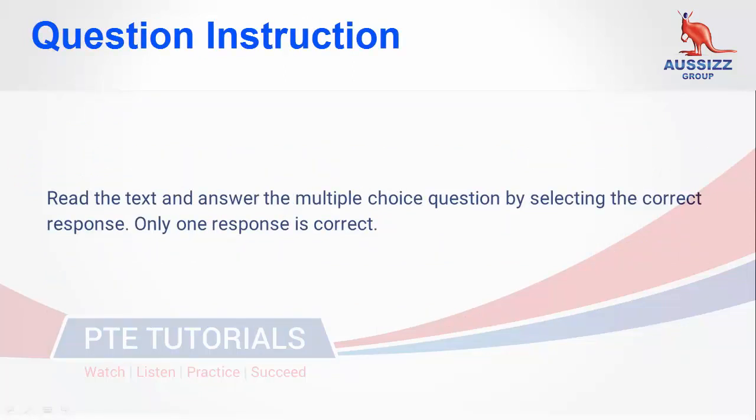Now for the question instructions, essentially, this is it. Read the text and answer the multiple choice question by selecting the correct response. Only one response is correct.